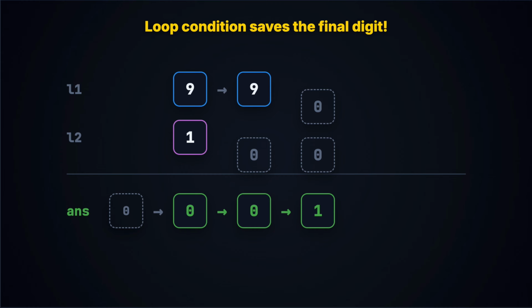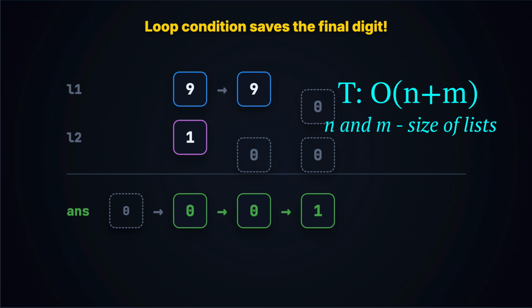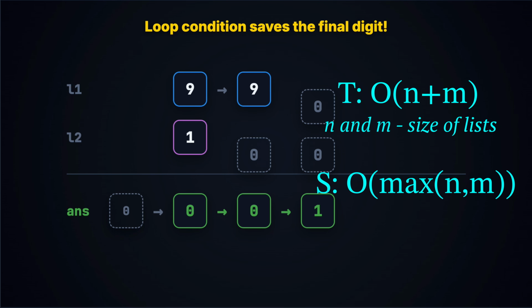Our time complexity is O of n plus m, a single simultaneous pass through both lists. Space complexity is O of max of n and m for the output list itself, which is unavoidable. Beyond that, just a single carry variable.